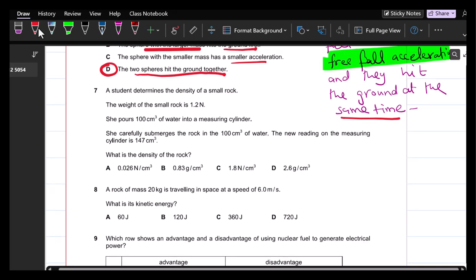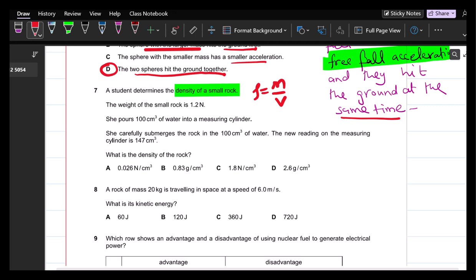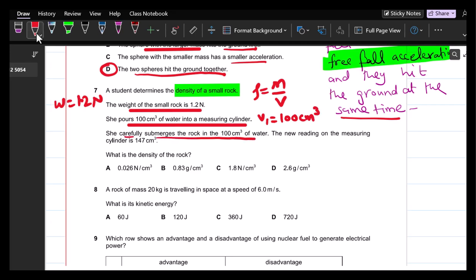Moving to next question. A student determines the density of a small rock. Okay. Density is equal to mass per unit volume. Weight of the small rock is 1.2 Newton. So W is given, that is 1.2 Newton. She pours 100 centimeter cube of water into a measuring cylinder. Volume of water is given, that is 100 centimeter cube. She carefully submerges the rock into the water.